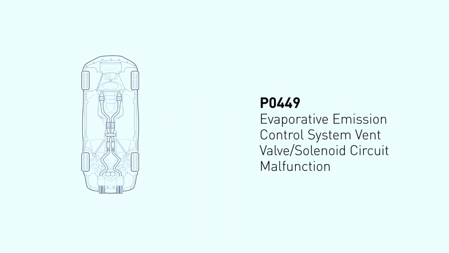When error code P0449 appears, this indicates that the Evap system vent valve solenoid is malfunctioning, which results in hydrocarbons being expelled into the atmosphere and occasionally about the cabin.